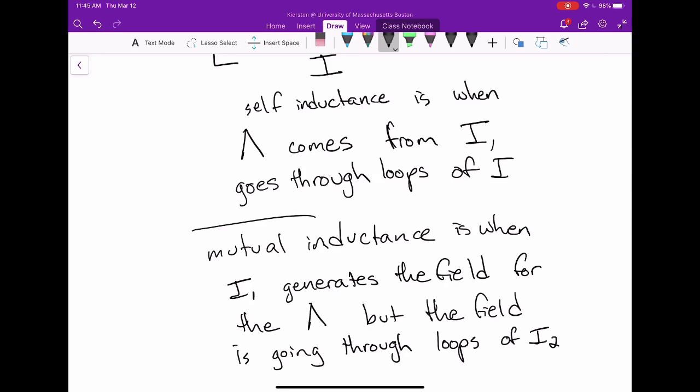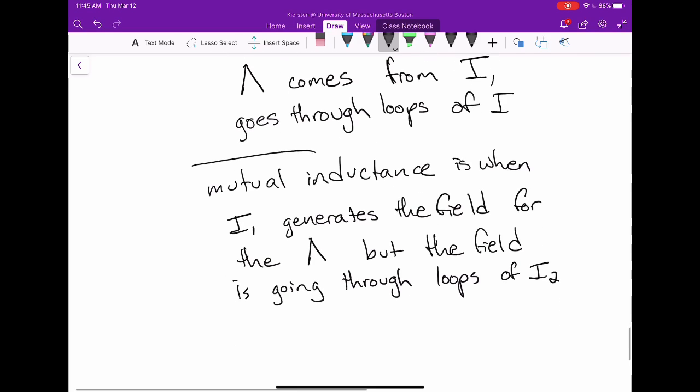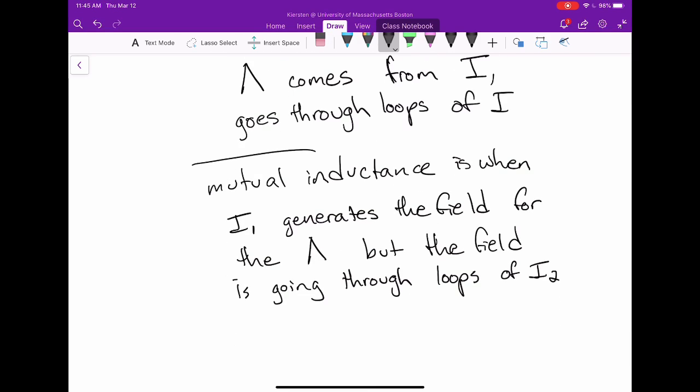That happens sometimes when you put two loops right next to each other. That is also the way that NFC, near field charging, works. So if you have one of those phones that you can just set down on a special pad and it charges itself and you don't need to plug it in, it's working this way using mutual inductance.